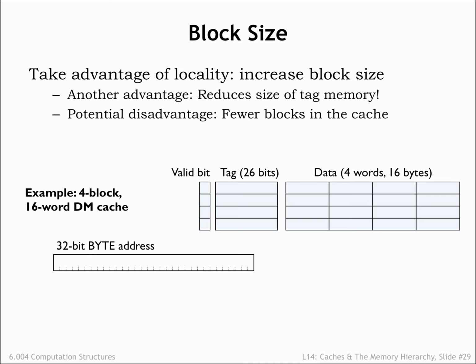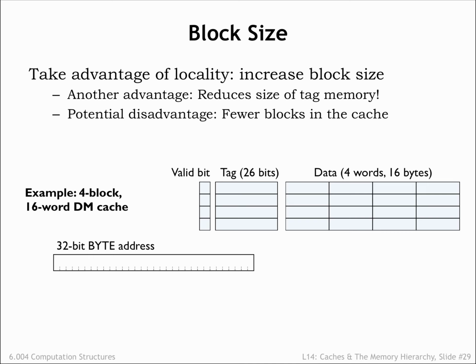If there is a high probability of accessing nearby words, why not fetch a larger block of words on a cache miss, trading the increased cost of the miss against the increased probability of future hits? Compare the 16-word direct map cache shown here with a block size of 4 with a different 16-word direct map cache with a block size of 1.